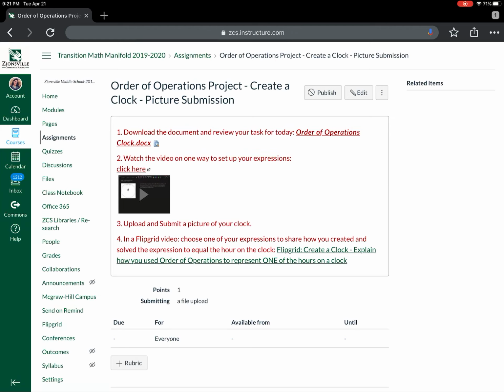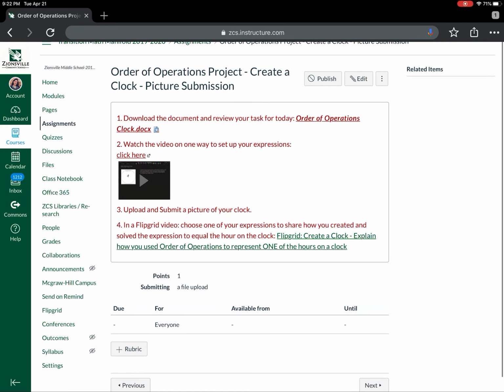On the next part of your module, this is where you will upload a picture of your clock. I've linked the document here. Please make sure you are watching the video. This is only one way that you can create your expression, but hopefully it helps to jumpstart your brain if you're feeling stuck. You'll upload a submission of your picture of your clock.